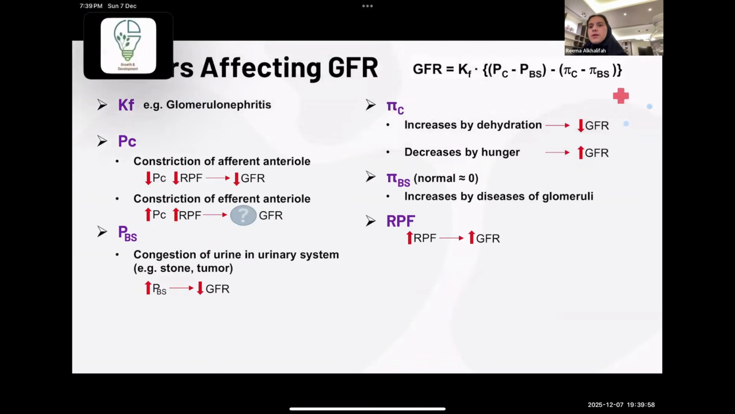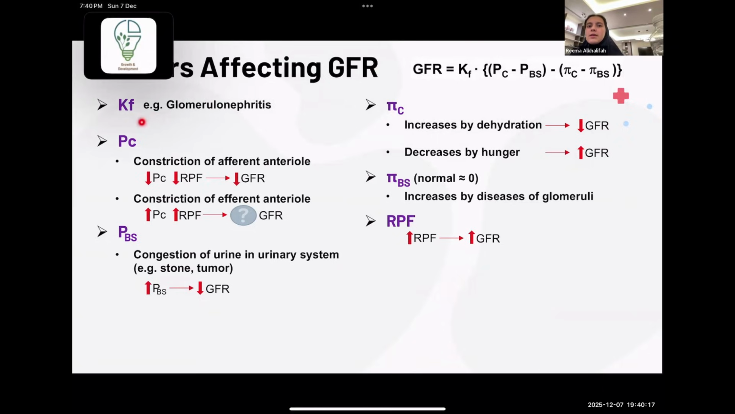Okay. There's a lot of information in here, but we've mentioned most of it in the previous slides. So this is what affects the GFR. We've got the filtration constant and the Starling forces. Now let's start with the filtration constant.